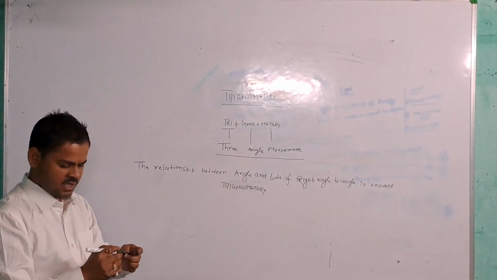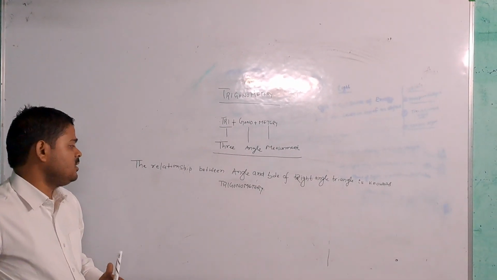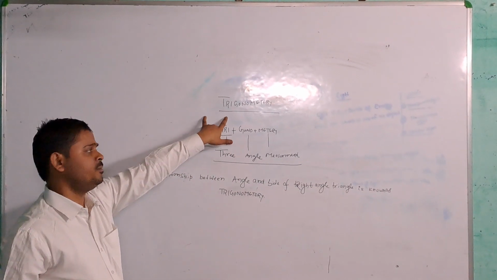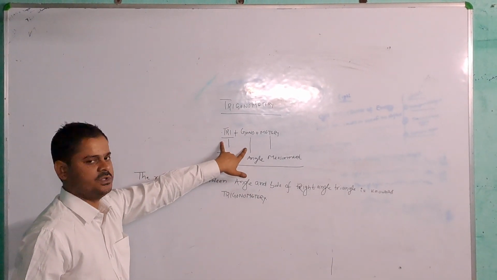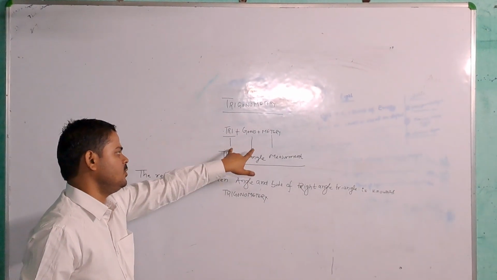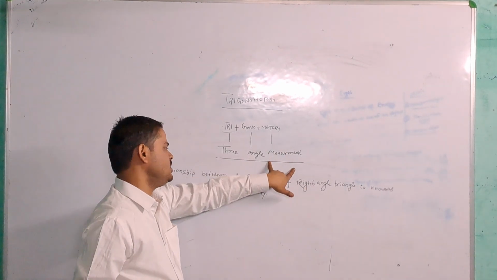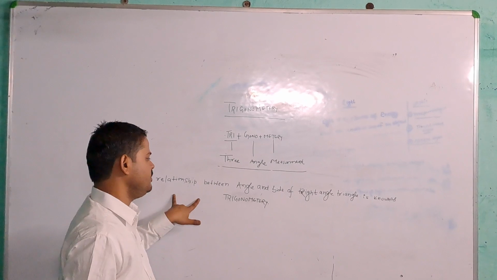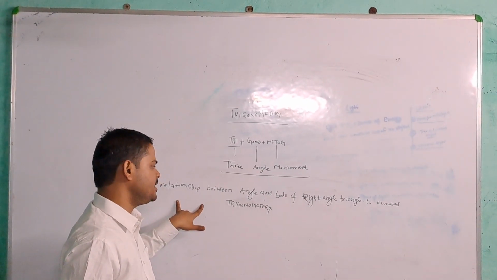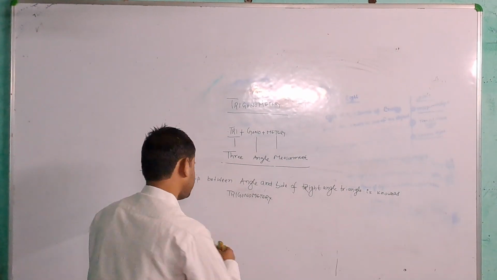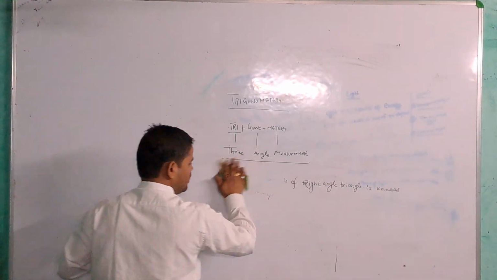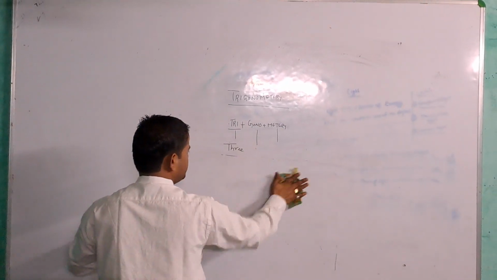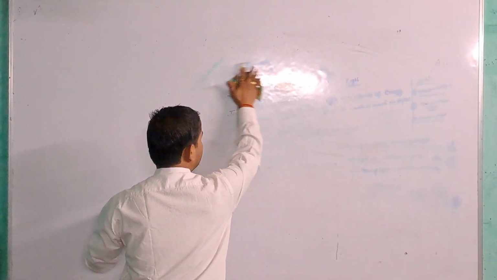Now you understand about trigonometry, the relationship between side and angle of a right angle triangle. Trigonometry is divided into three subparts. Tri means three, gono means angle, and metry means measurement. What is the definition of trigonometry? The relationship between angle and side of a right angle triangle is known as trigonometry.